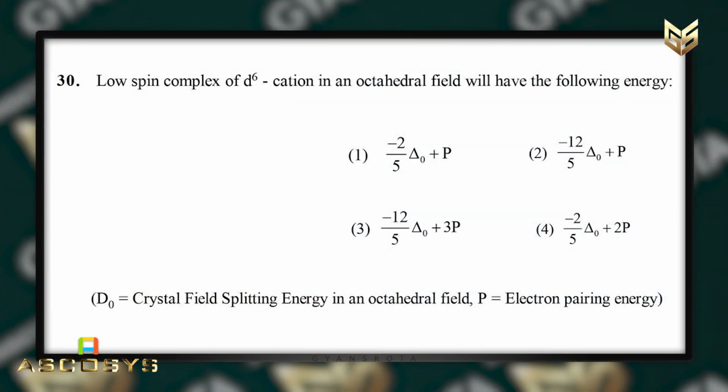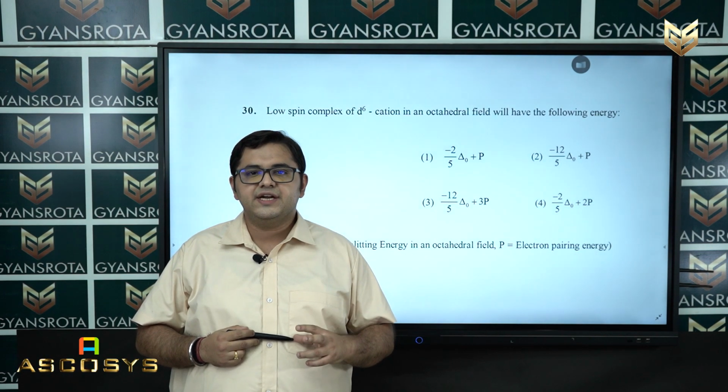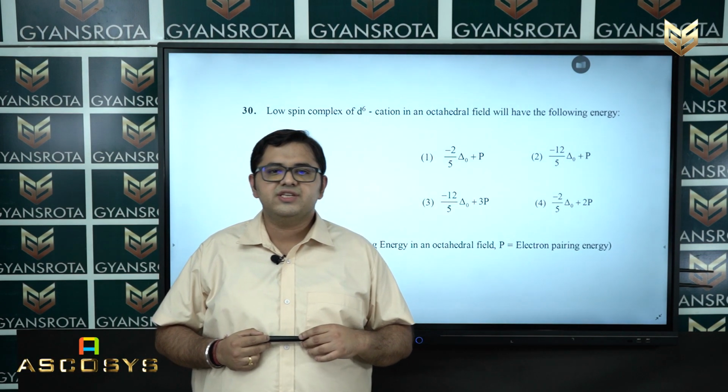Question number 30 is on your screen. A low spin complex of a d6 cation in an octahedral field will have the following energy. This question comes from the coordination chemistry chapter of your class 12 NCERT. So now we are moving to the solution part.